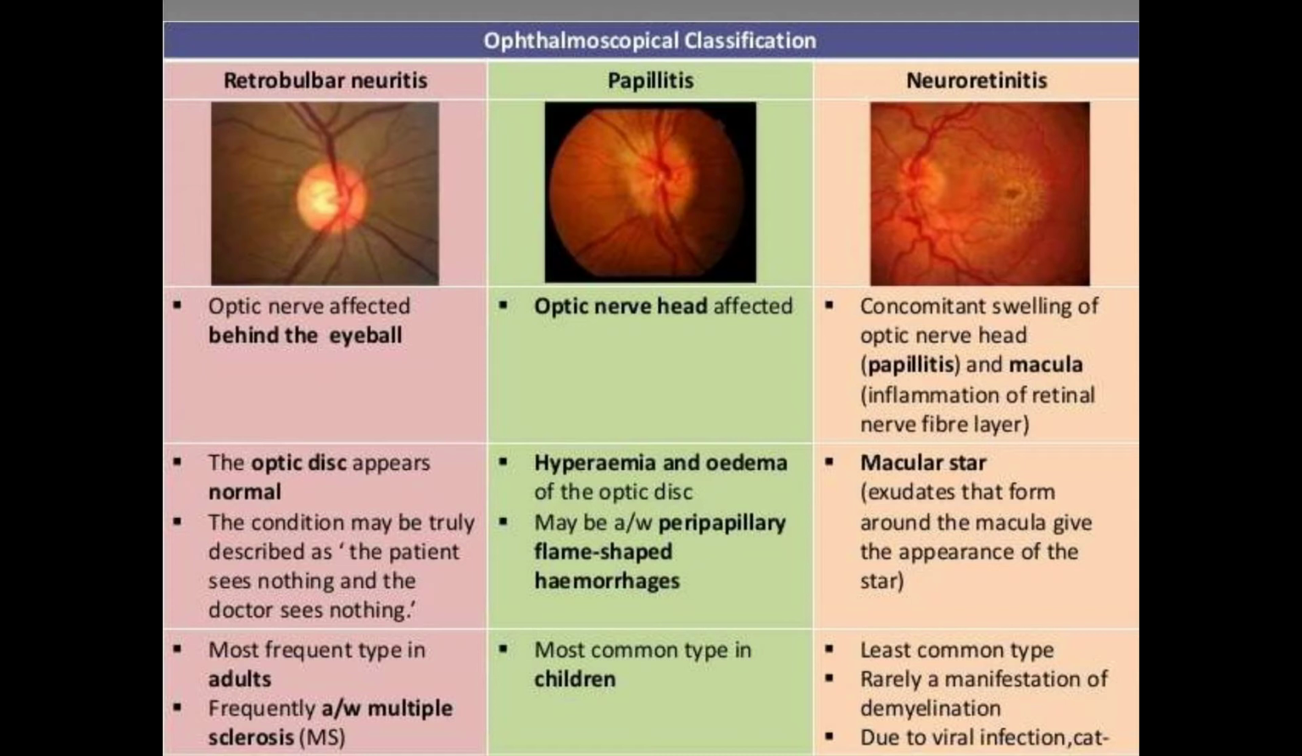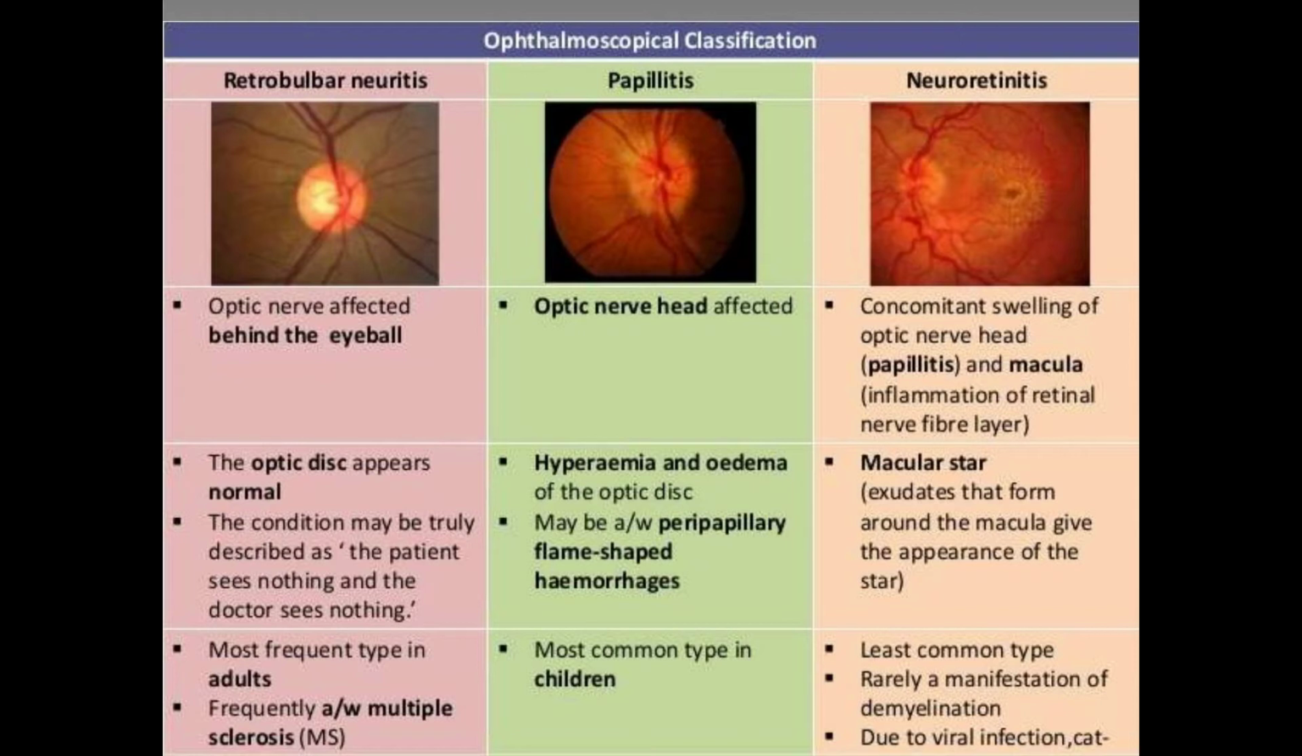And if you can see in the second picture, you can clearly see that the optic disc is not normal. The disc margins are blurred, the disc is swollen and elevated, and this is because the optic nerve head is affected. So what is papillitis? Papillitis is nothing but inflammation of the optic nerve head. The optic nerve head is also called the papilla. So inflammation of the optic nerve head is called papillitis.